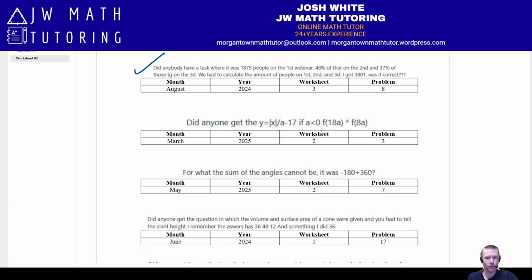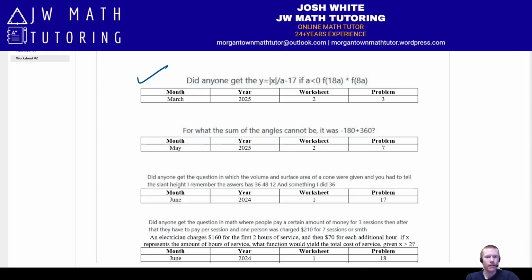Next, there's the problem where they give you a function and there's an absolute value of x in it over an a, and the key here is that a is less than 0. Sorry, I was just checking the actual problem itself to make sure that this setup and everything was correct. But yes, in general it is. So if you had this problem and want to know how to solve it, check out March 2025, worksheet number 2, problem 3.